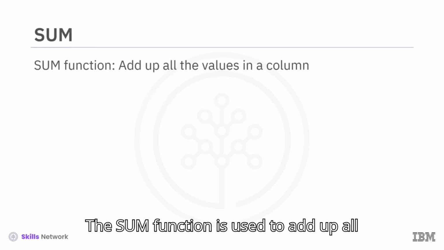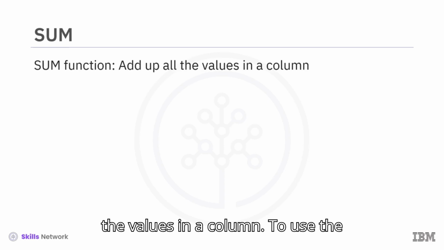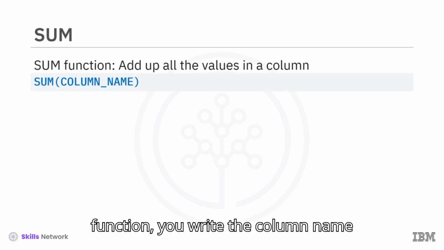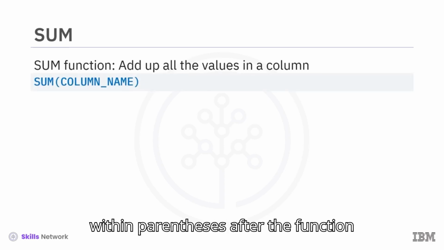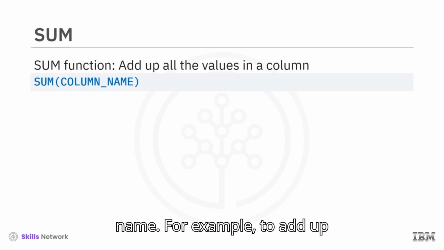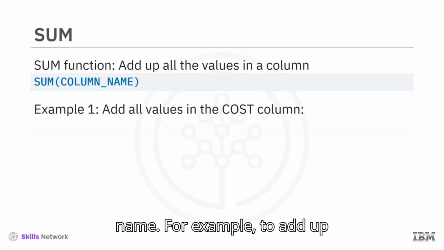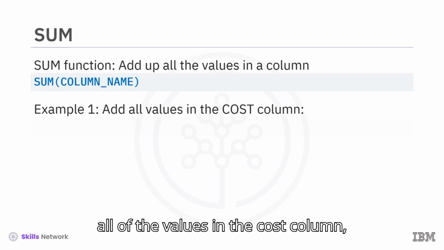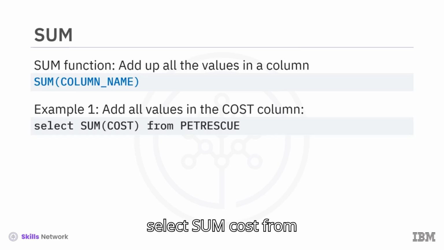The sum function is used to add up all the values in a column. To use the function, you write the column name within parentheses after the function name. For example, to add up all of the values in the cost column: select sum(cost) from pet rescue.